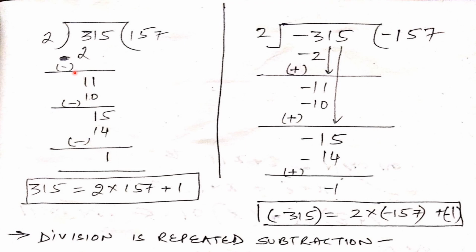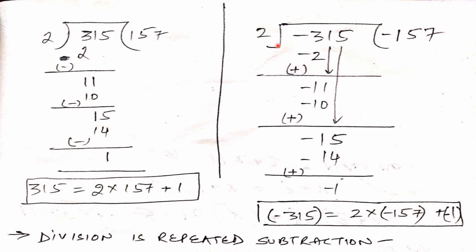This step which I am calling multiply by minus 1, you were conditioned from childhood to just change the sign of whatever you write. Whenever you do division, you just subtract like this, but you never knew it comes from multiplying with minus 1. So we can write this as 315 is equal to 2 multiplied by 157 plus 1. This is dividend equals divisor into quotient plus remainder.